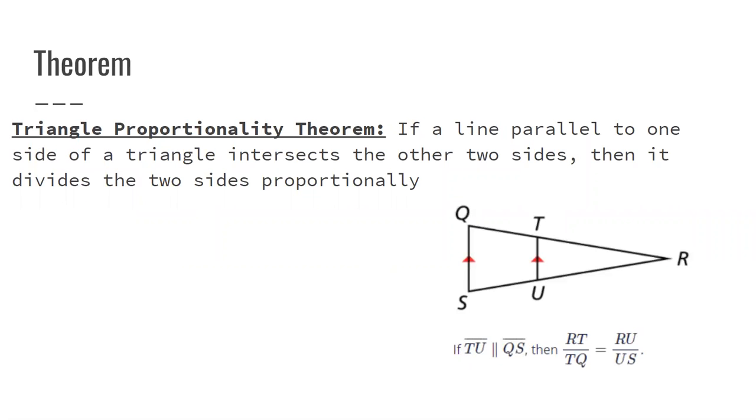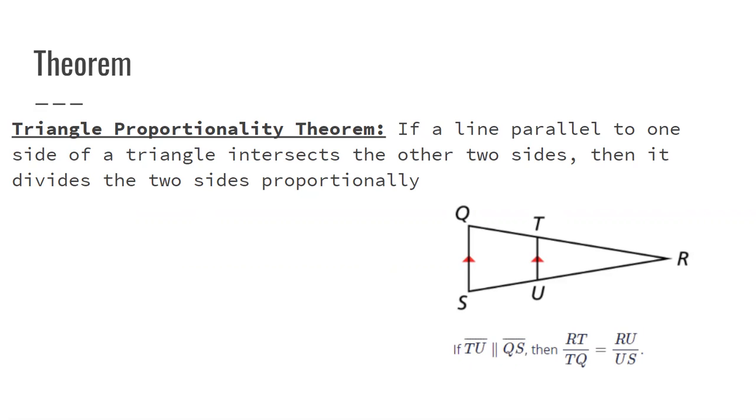So the triangle proportionality theorem is pretty self-explanatory. You're setting up proportions within triangles, but more specifically, a line inside a triangle that is parallel to one side of the triangle and it intersects the other two sides. Then it divides the other two sides proportionally.